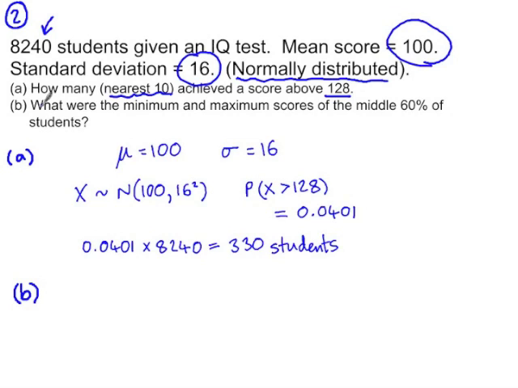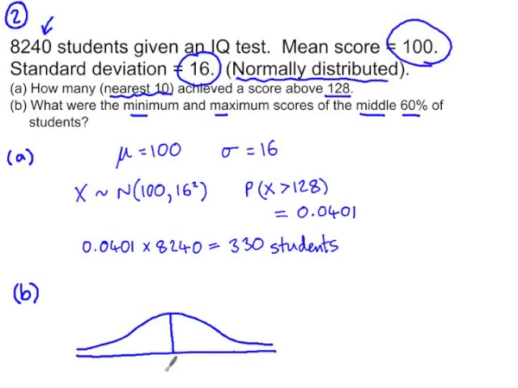The answer is 330. In part B, we're asked to give the minimum and maximum scores of the middle 60% of students. Imagine a bell curve with a mean of 100. 68% of scores will lie within one standard deviation of the mean. But for the middle 60% of students, we need to use an inverse probability distribution.